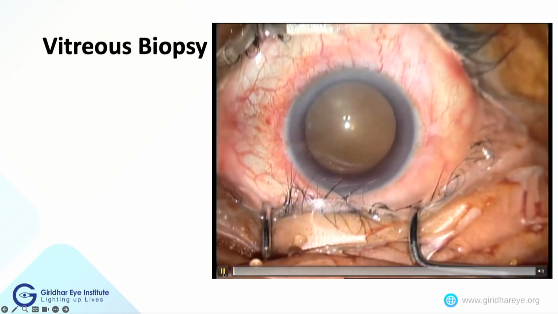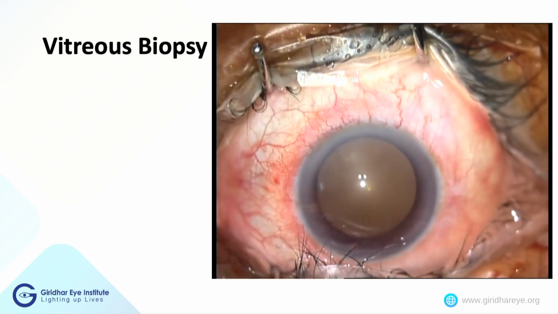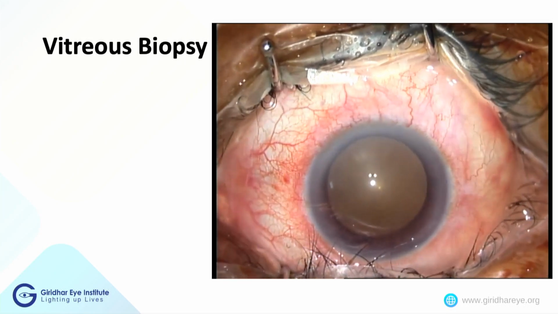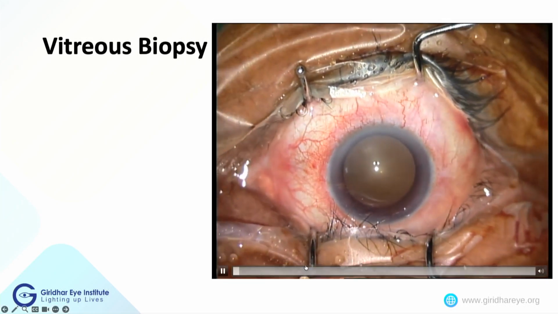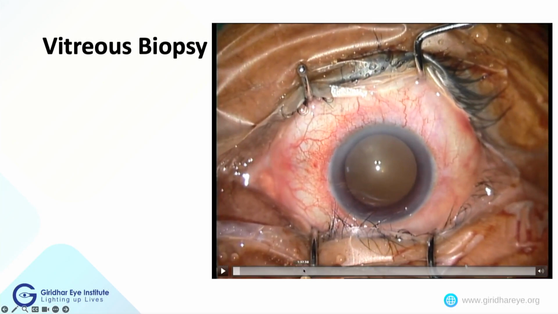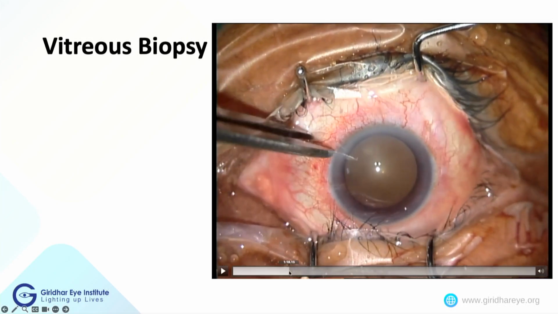So vitreous biopsy is a simple procedure. You can do it single port with 23 gauge. You don't even need suturing. So here, this is an old picture.